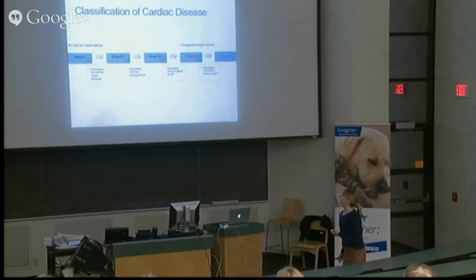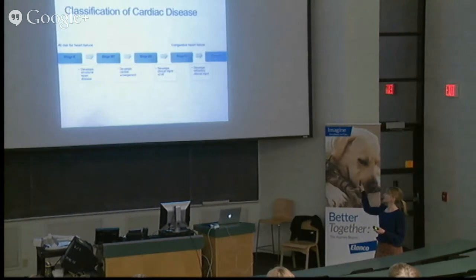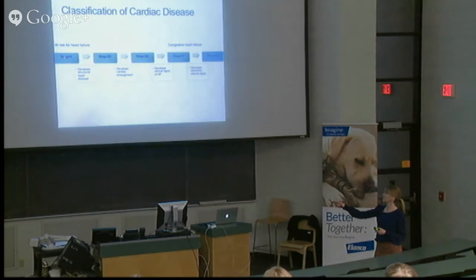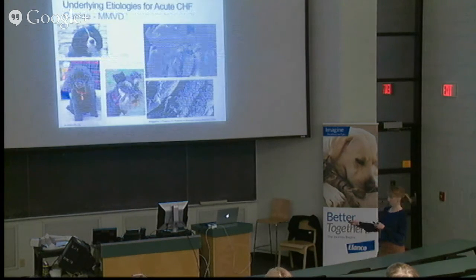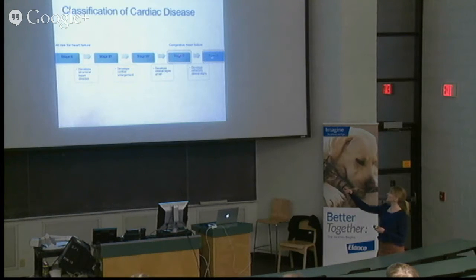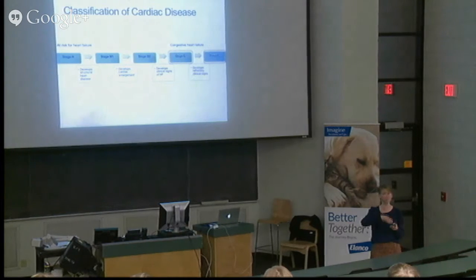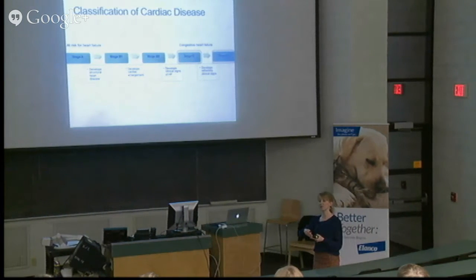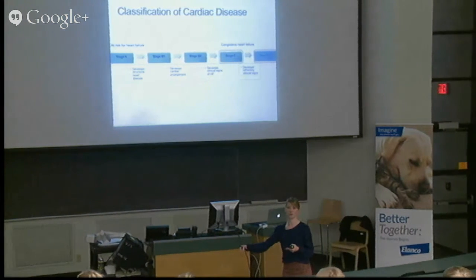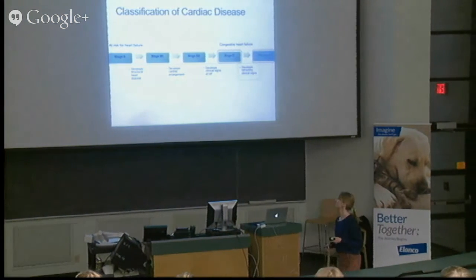So if we were to put that on a timeline, it looks something like this, okay? So once again, we've got those at risk, those that have heart disease but are asymptomatic, those that are now in heart failure. And we're going to focus specifically on these two stages. So we're talking about symptomatic heart failure patients that are either first time and/or being managed with standard therapies, or those that are becoming refractory to standard therapies. So that's where our focus is.